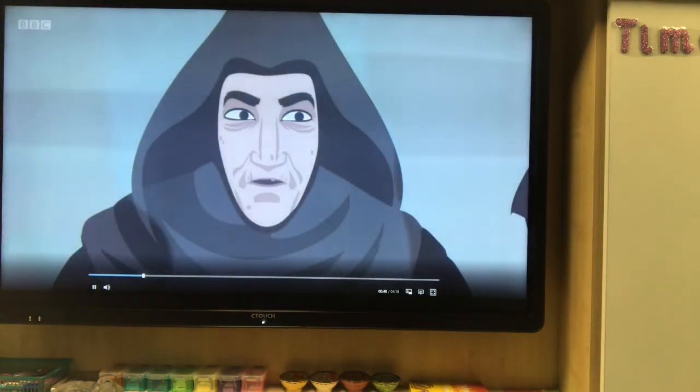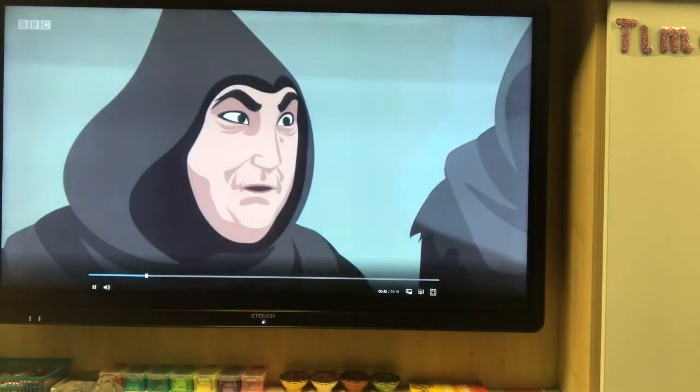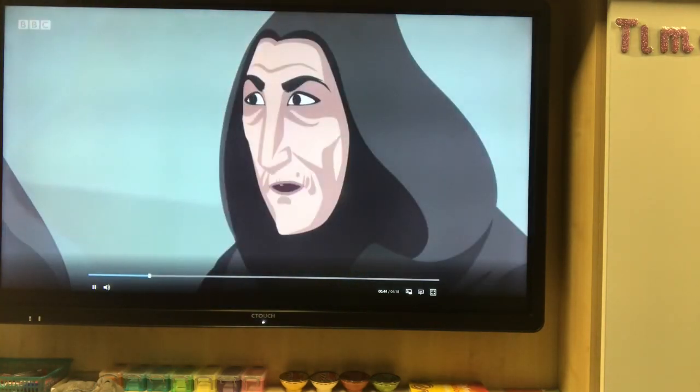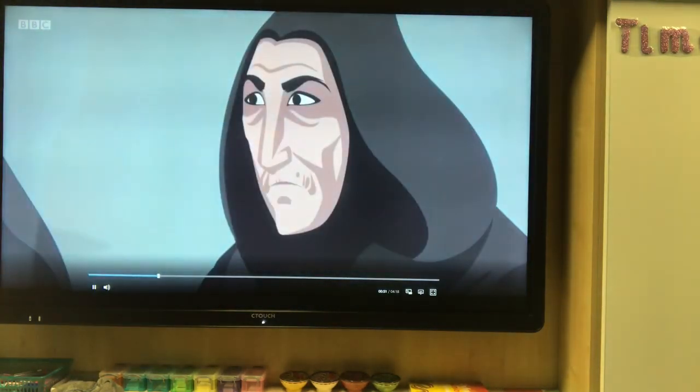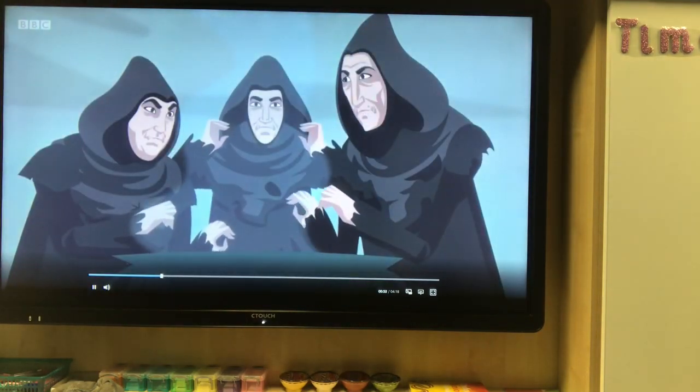When shall we three meet again? In thunder, lightning, or in rain? When the hurlyburly's done, when the battle's lost and won. That will be ere the set of sun. Where the place? Upon the heath. There to meet Macbeth.